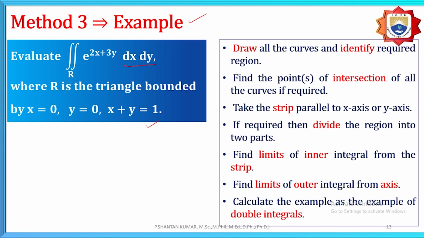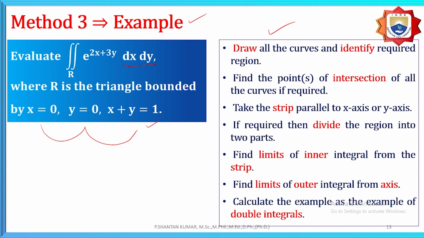Based upon the given limits, one is x equal to 0 and y equal to 0, and the other is the line x plus y equal to 1. With the help of these three together, we need to draw the curve and find the bounded region. Before discussing the region, keep in mind the working rule: draw all the curves and find the intersections, find the parallel to the x-axis or y-axis required to divide the region, find the limits of inner and lower, then find the limits of x, and calculate the example.